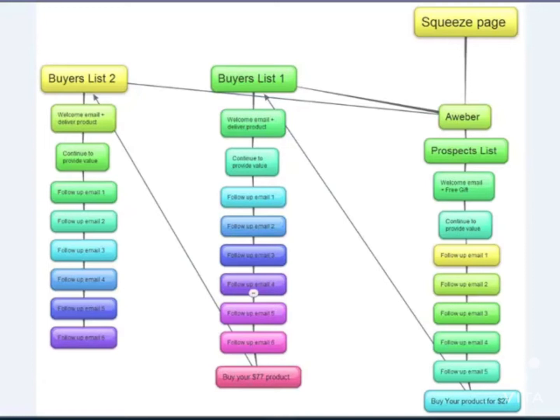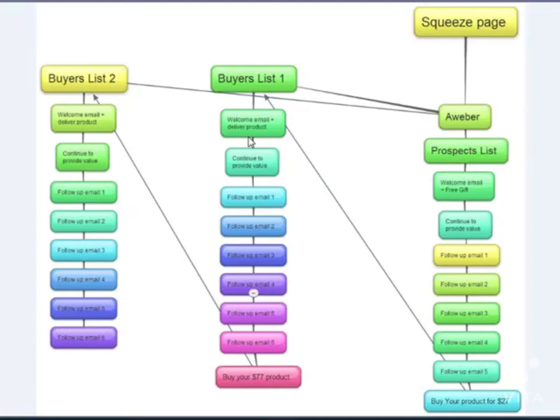It's no good offering them a product of $47 or $97 at this stage in the sales funnel, because your conversions will be very low and you don't even know if that particular person has got the ability to pay. So it's very important. Once you sell your low price product to a prospect, he obviously then becomes a customer. So then he's transferred over to your buyers list number one, and then the same process starts from the start of your buyers list.